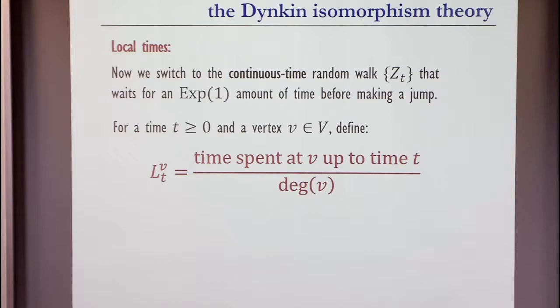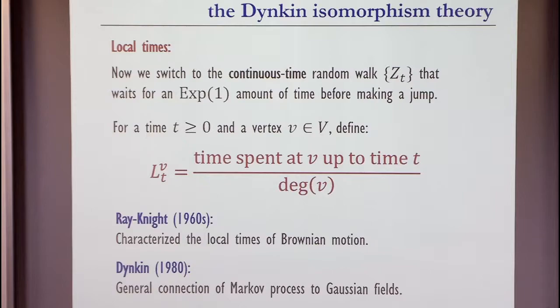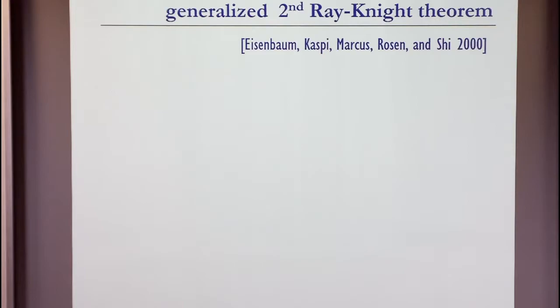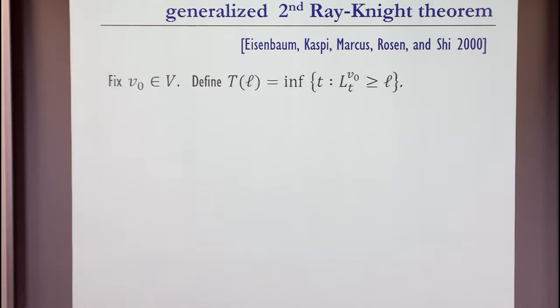There's been a lot of work doing interesting things with local times, work of Ray and Knight in the 60s, studying local times for Brownian motion. What we're going to do today is inspired by work of Dynkin, where there's a general connection between Markov processes and Gaussian fields. What I'm going to state now is the generalized second Ray-Knight theorem by Eisenbaum, Kaspi, Marcus, Rosen, and Shi, which is a generalization of the Ray-Knight theorem for Brownian motion to the setting of general Markov processes, in particular random walks on graphs.